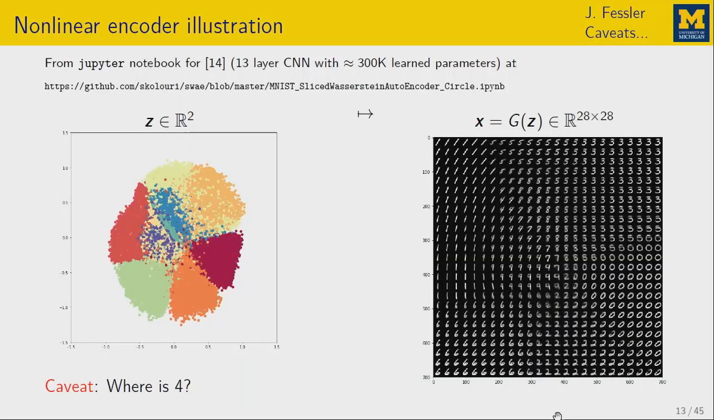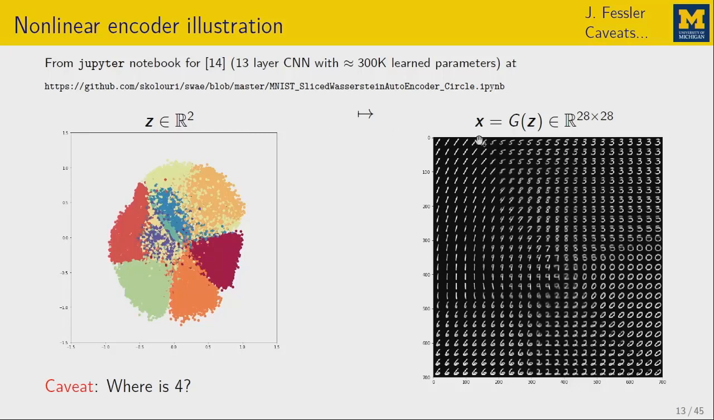For those of you who are not familiar with generative models, let me just give a little bit of an overview here, taking results from a Jupyter notebook that you can download and play with yourself. So here's a case where in this work they're mapping a two-dimensional input space, where the latent parameters are just two variables, z1 and z2, and mapping it through a nonlinear deep network with a 13-layer CNN into the digits, okay? So there are the latent parameters.